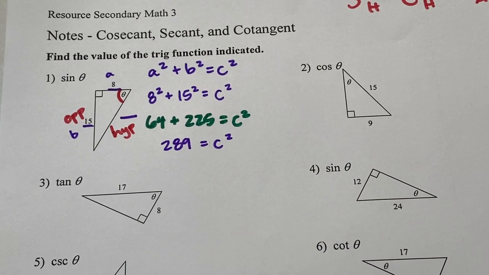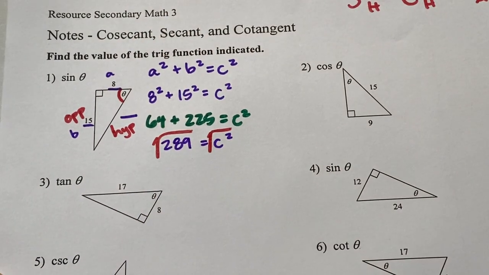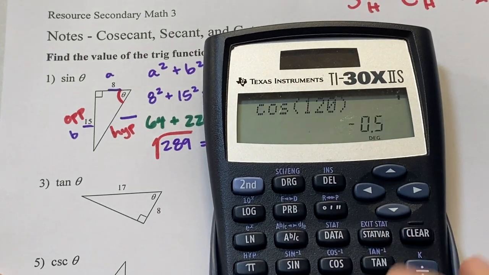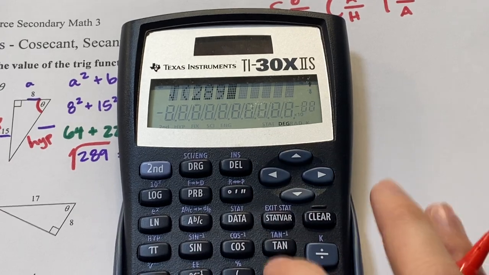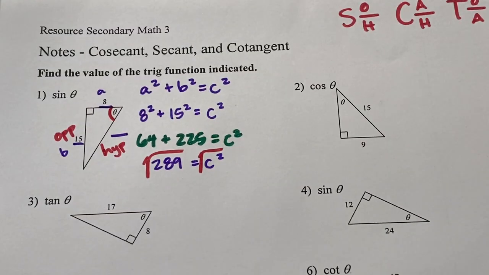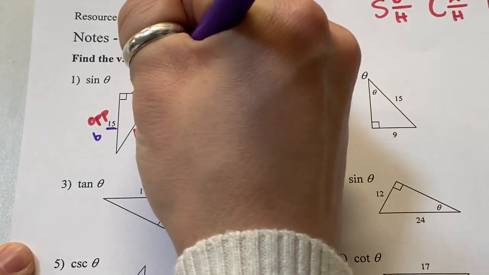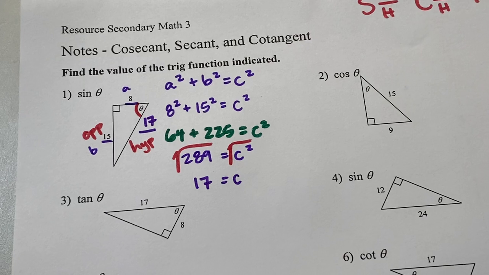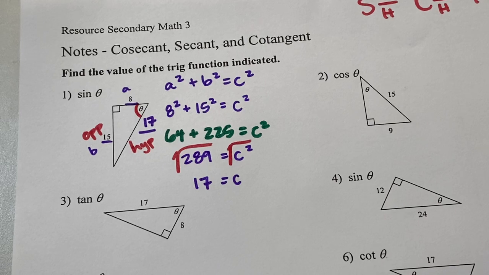Okay. I got 289 equals C squared. The last thing I got to do is get rid of that squared on the C. What's the opposite of squared? Square root. I have no idea what this is, so I'm going to pull out my calculator. I want to type in the square root of 289. Oh, that's nice. Gives me a beautiful answer of just 17. Woohoo! C equals 17. I'll tell you guys that is the hardest part of this problem: finding the side you don't have. And guess what? You know how to do that. You know how to use the Pythagorean theorem.